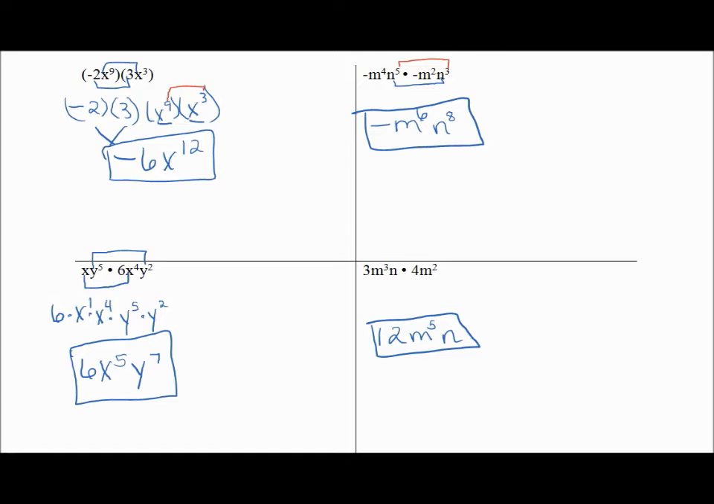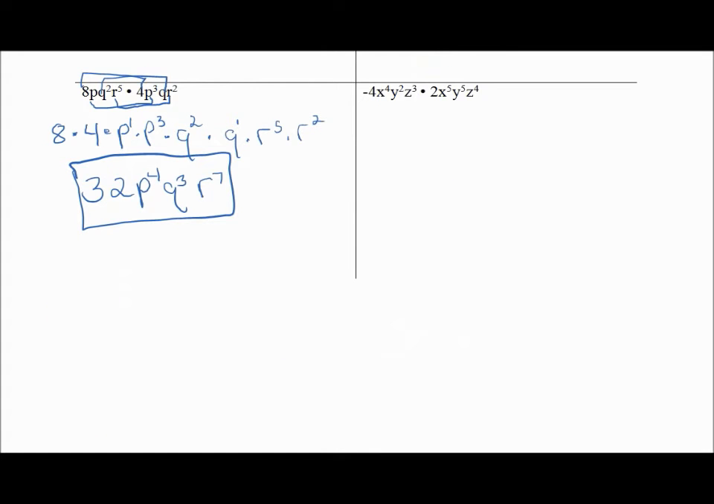And then for the last one, it looks a little messy, but it's okay. It has 3 variables. Once again, you just want to put like things together. Negative 4 times 2 is negative 8. I have x to the fourth times x to the fifth. My base is going to be x. Add those exponents. 4 plus 5, which is 9. So this becomes x to the ninth.